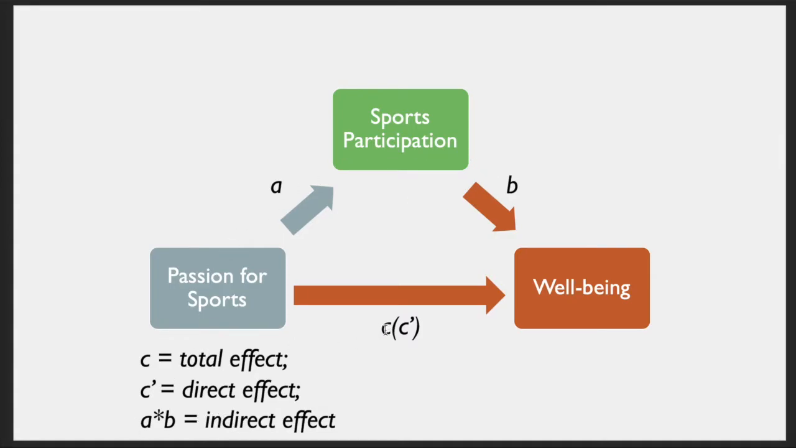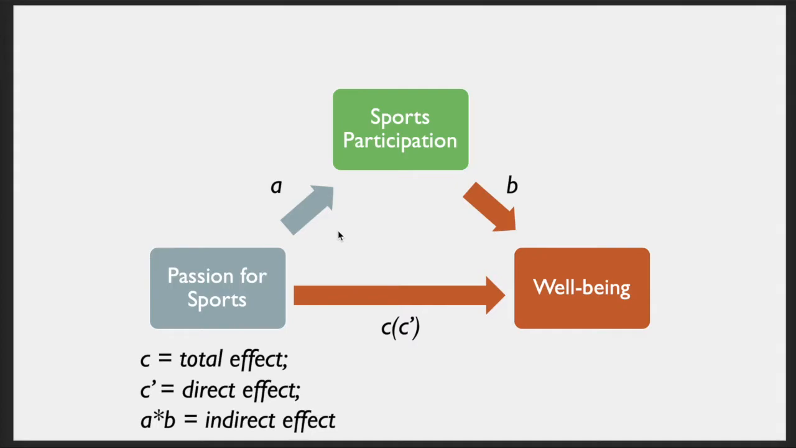Path C is your total effect. This is the effect of passion for sports on well-being, assuming that there is no mediation yet. That is your total effect. And the effect of passion for sports on well-being when you have accounted for the mediator is path C prime. That is the direct effect.